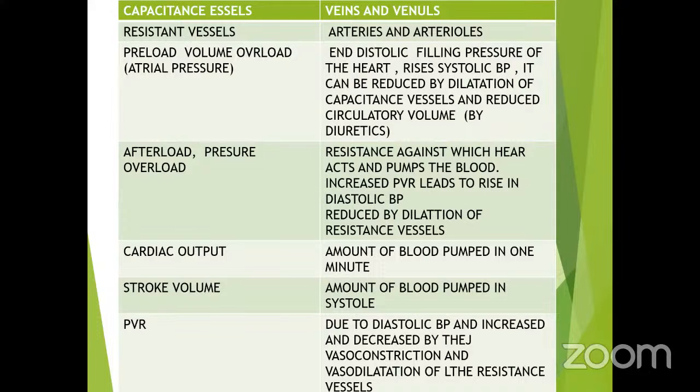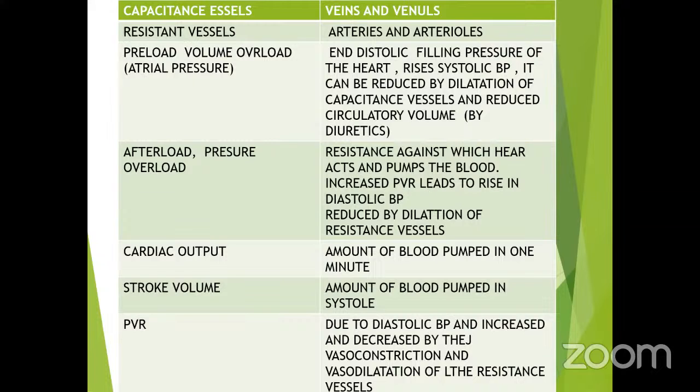So this afterload is mainly for the resistant vessels, that's the arteries and the arterioles, against which the heart acts and pumps the blood. So there is increased peripheral vascular resistance. What do you mean by peripheral vascular resistance? In the blood vessels, this resistance is seen whenever there is vasoconstriction. There is increased resistance. Whenever there is vasodilatation, there is decreased resistance. Whenever there is increased vascular resistance, it leads to a rise in blood pressure, mainly diastolic blood pressure, which is reduced by dilatation of the resistant vessels.